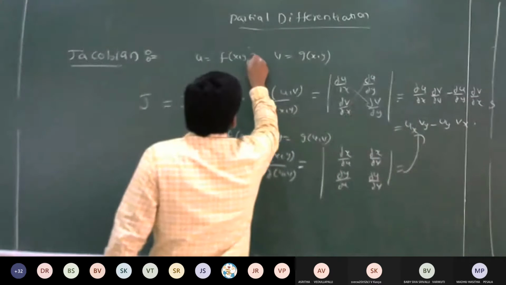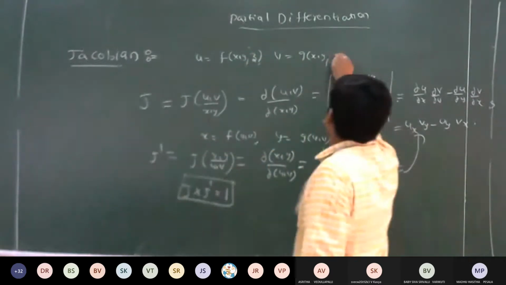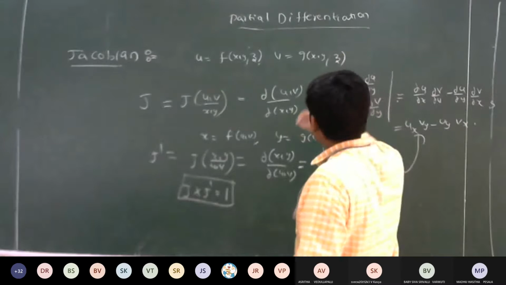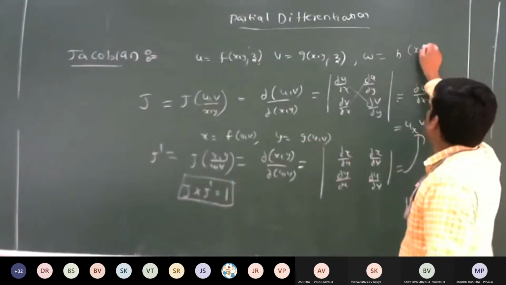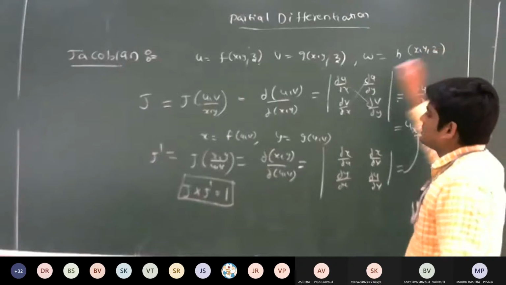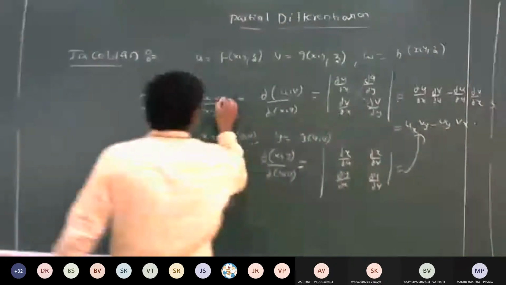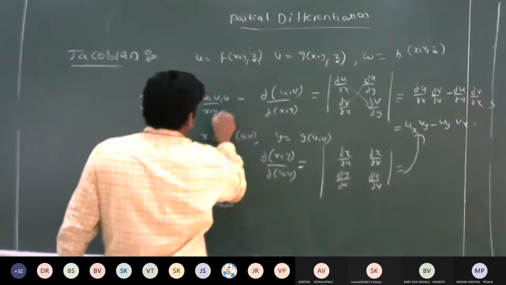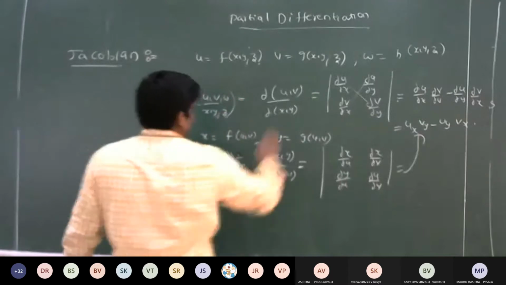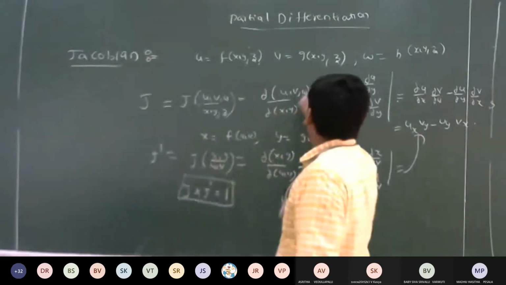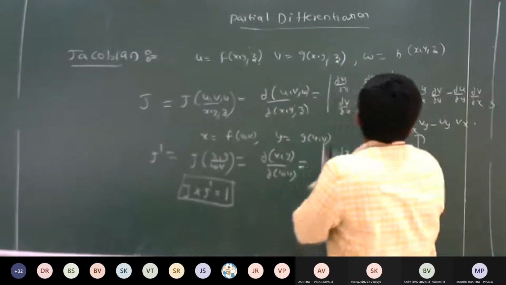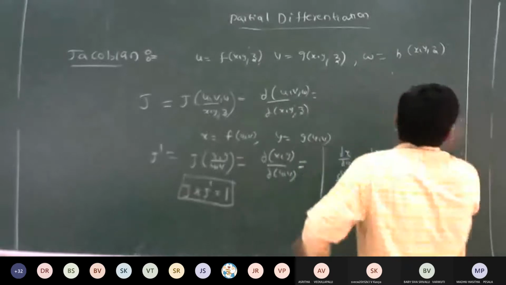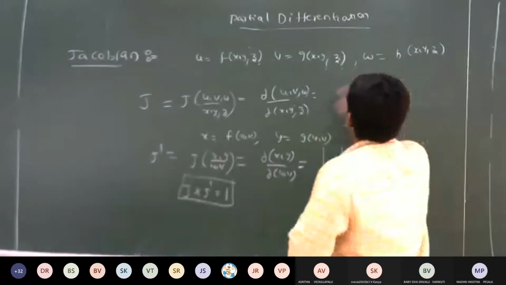Three variables means a simple one: u is a function of x, y, z, v is also a function of x, y, z, and next we have w, a function of x, y, z. So the Jacobian is defined as the Jacobian of u, v, w by x, y, z. It is the determinant of a 3 by 3 matrix.